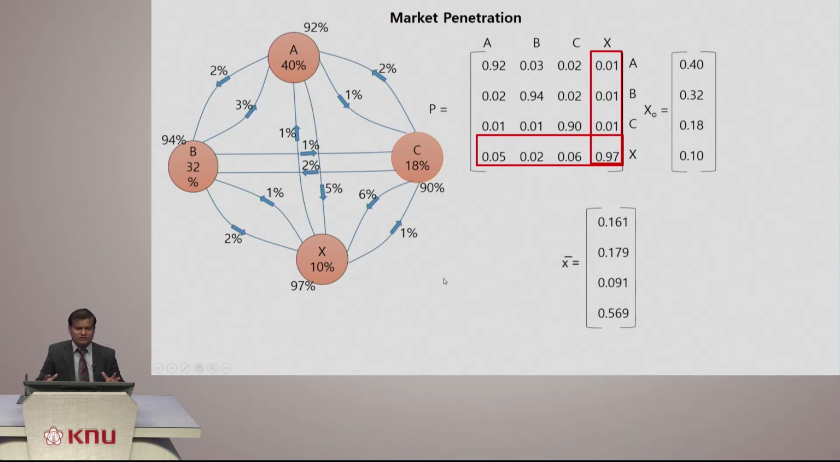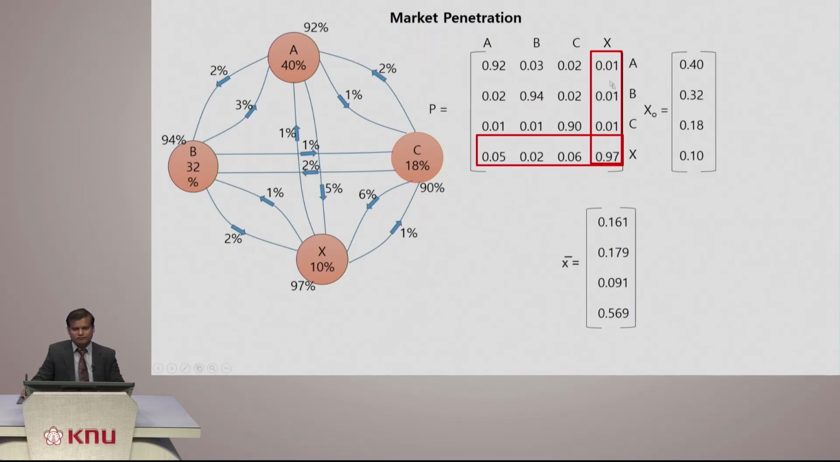You can imagine we discussed a very simple probability based transition matrix, but now this matrix is a bit complicated, but it has a significant effect. Okay, let's put this in matrix form. Here is the probability based matrix. As you can see here, from A to A is 92%, from B to B is 94%, they retain, C to C is 90%, and finally X to X is 97%.